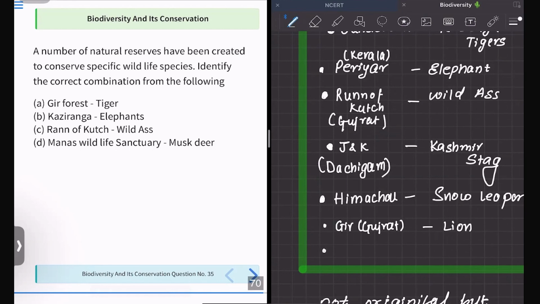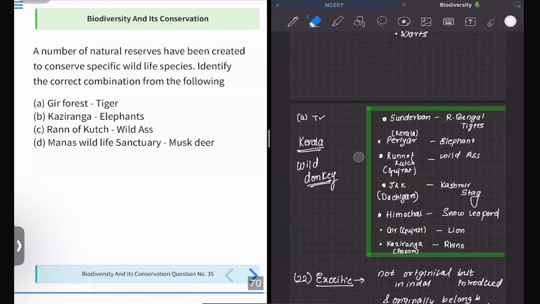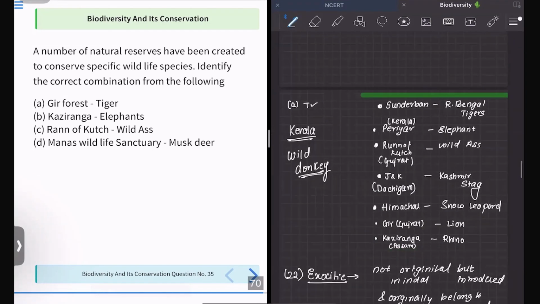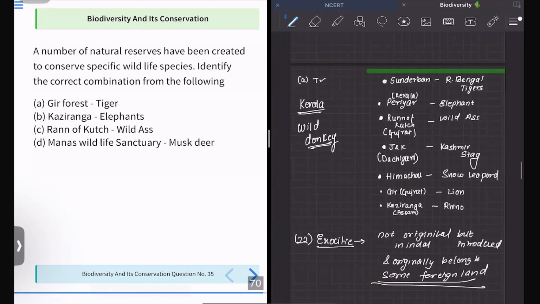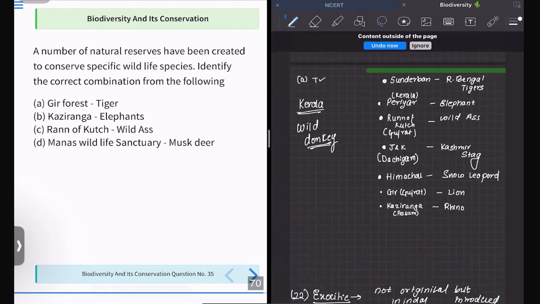Then we have Kaziranga. If you know Kaziranga, let me just write it for you. I want you to write these extra points in your list so that all of them are there. Kaziranga National Park is in Assam and it is famous for its rhinoceros. Okay, we'll have to draw this table again. That is of no big issue. We can do that. Let us move it down here.